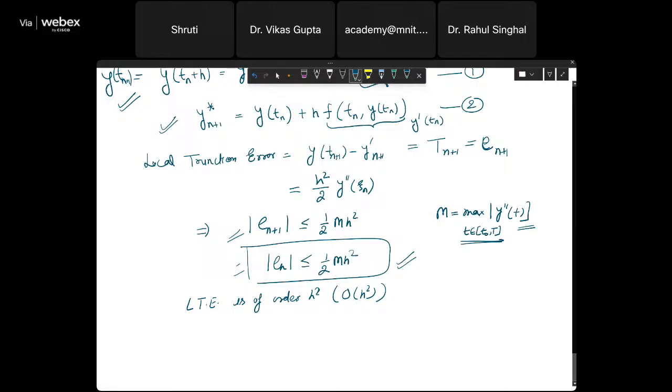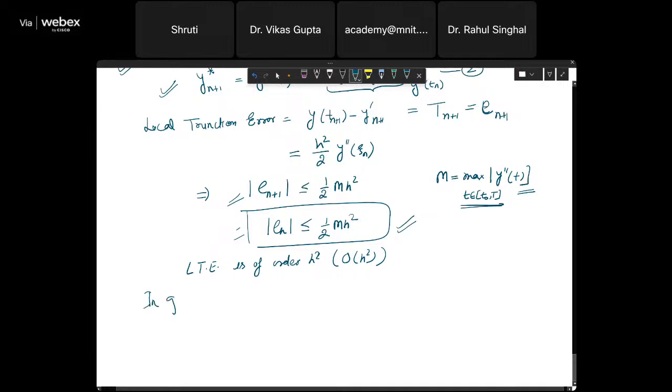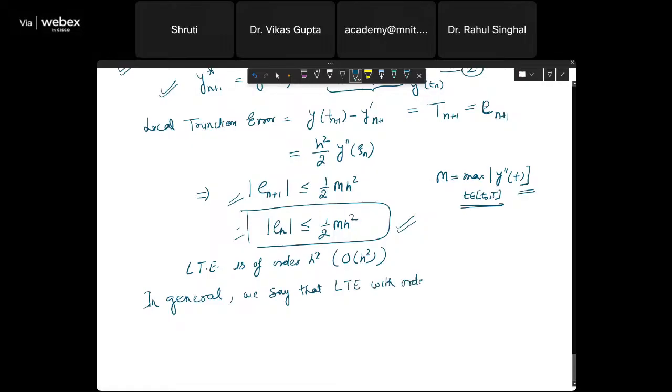In general, for any numerical method, we can say that the local truncation error is of order p, in case of Euler this p is 2, in h, if it satisfies the condition mod of En is less than or equal to a constant multiple of h to the power p, which means to say that mod of En is of order h to the power p.